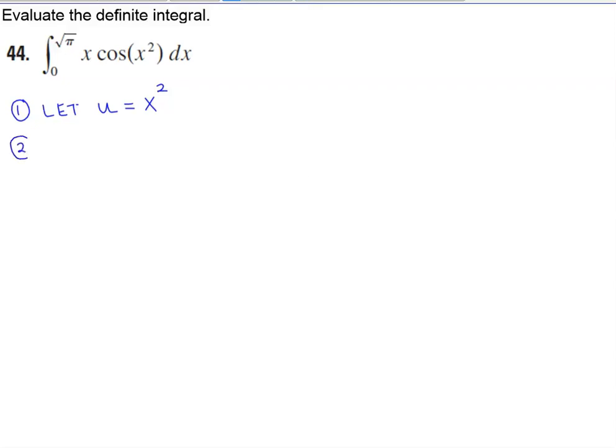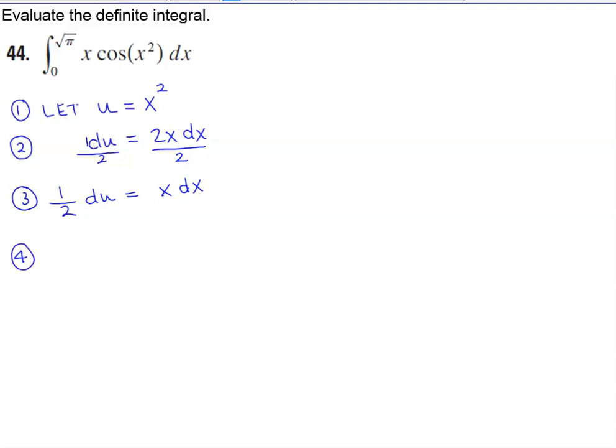And then we're going to take the derivative of both sides. So we end up with du. The derivative of x squared is going to be 2x dx. So since we need to substitute x dx, we're going to divide both sides by 2. So 1/2 du is going to equal x dx.